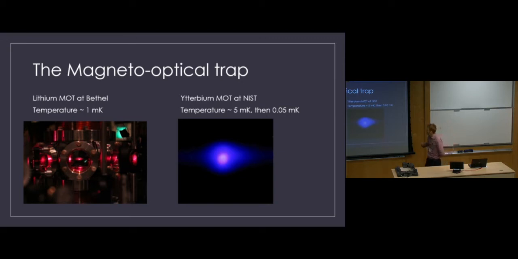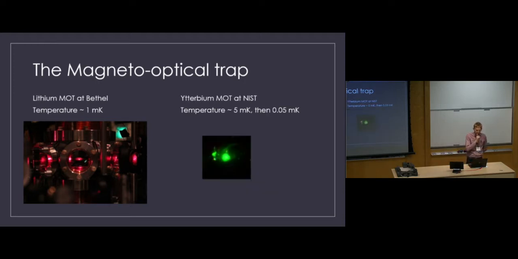But that's okay. In my PhD days, I was laser cooling ytterbium. Here's a picture of a ytterbium magneto-optical trap with a temperature of about 5 millikelvin, and then a follow-up second stage cooling on a different transition that went to 50 microkelvin. And the temperatures, if you're into low temperature physics, can easily get into the nanokelvins or even below.